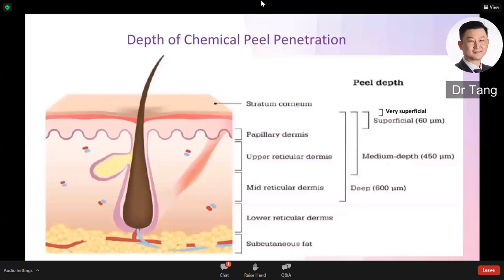This diagram illustrates the depth of chemical peel penetration, as I have mentioned just now in the table. As you can see here in this diagram, very superficial peel only penetrates up to the stratum corneum, whereas superficial peel penetrates up to the 60 micrometer of the skin, which is the entire epidermis. And medium depth peel will penetrate up to the upper reticular dermis, which is around 450 micrometer. And deep depth peel will penetrate up to the mid-reticular dermis, which is around 600 micrometer.